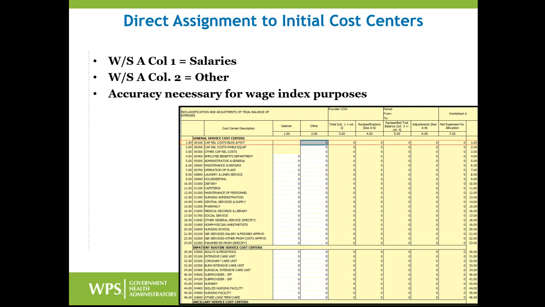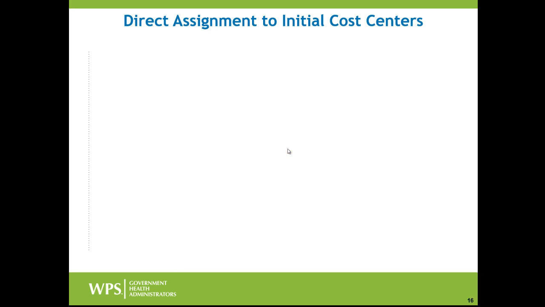And again, it comes mainly from your working trial balance of expenses. As the name at the top says, it's the trial balance of expenses. Charges do not show up on Worksheet A, they're on Worksheet C. Now, as for accuracy, it's not enough just to get costs grouped into the right cost center. They also have to be categorized properly as salary or other. This is very important for wage index purposes, for acute care facilities and other PPS facilities. The wage index is important to properly set rates, properly pay rates, calculate claims. So column 1 and column 2 are important there.